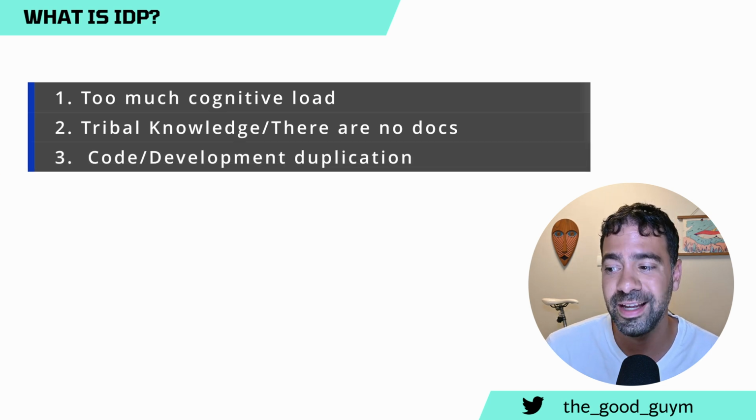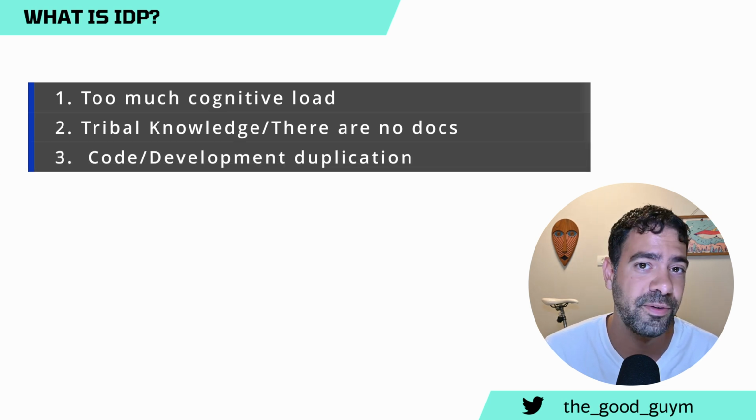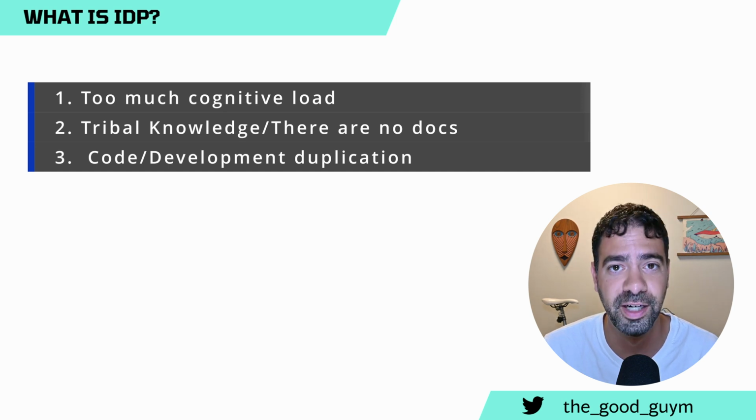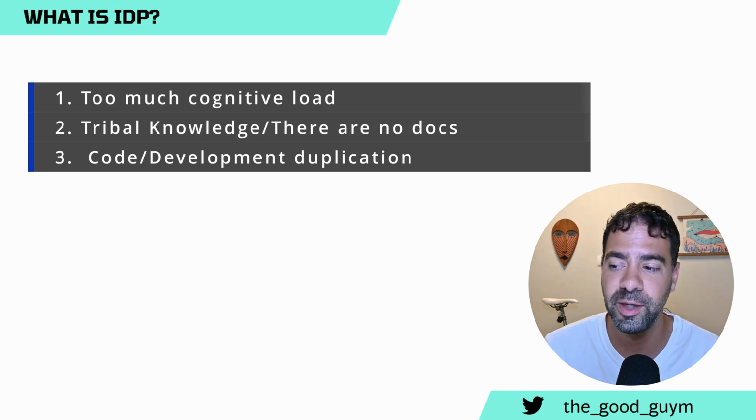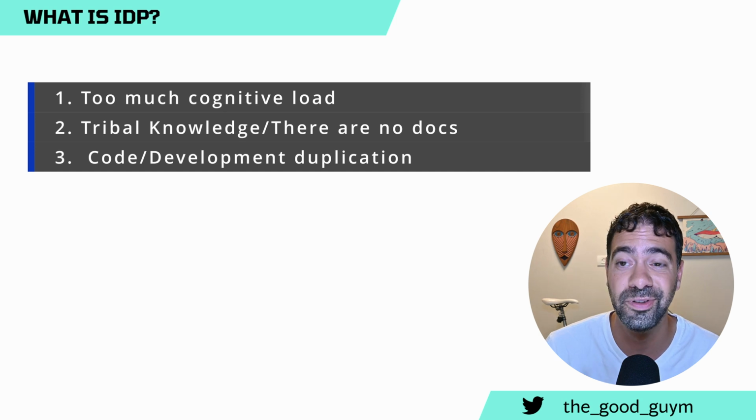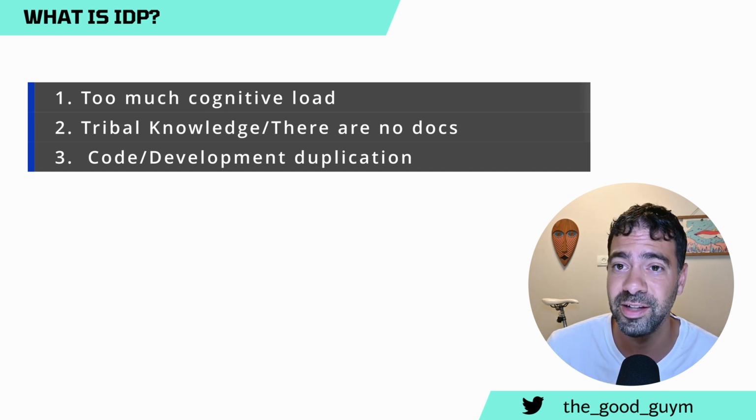The third thing is code and development duplication. We talked about it. If you don't reuse and reshare your services, your APIs, and the code, you actually create duplication, which is not very efficient. It means that you pay double for the same value that you had before.